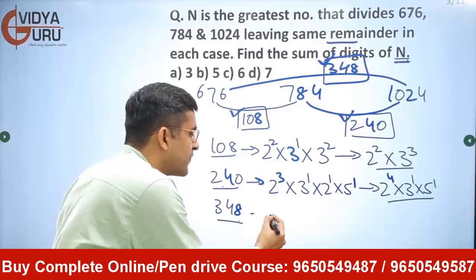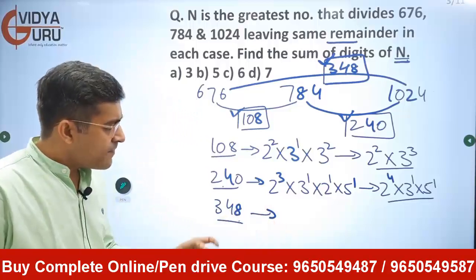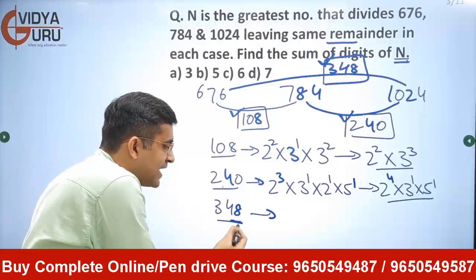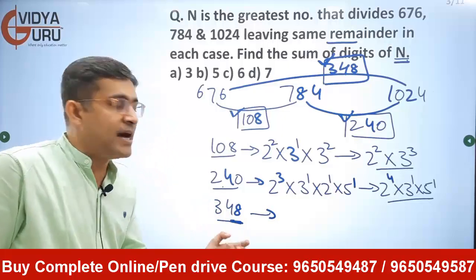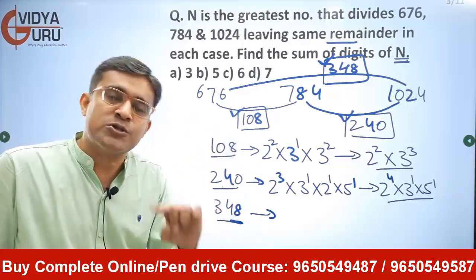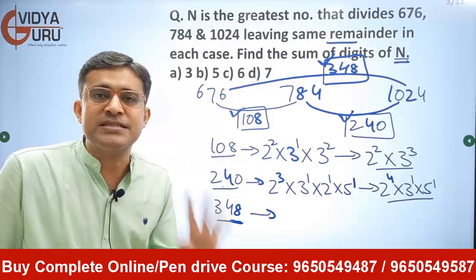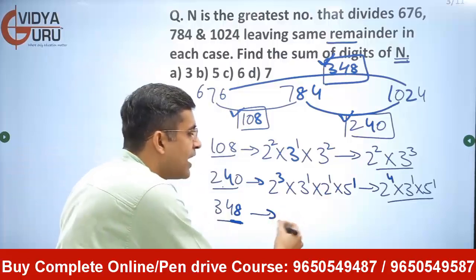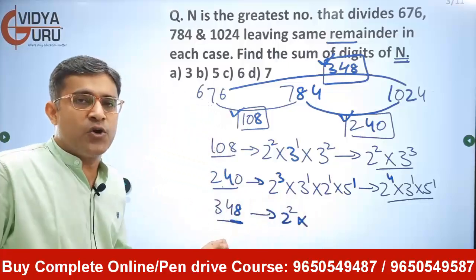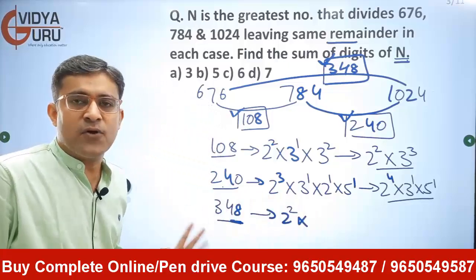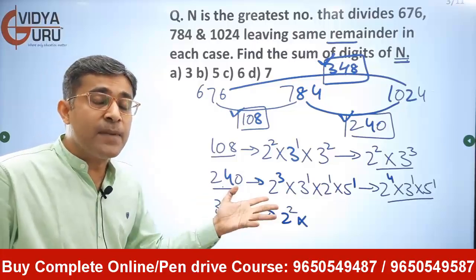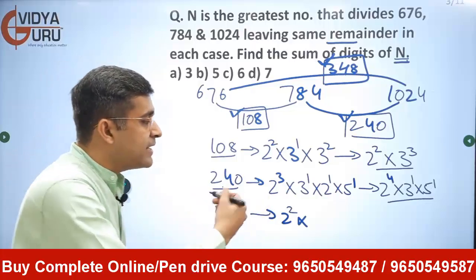This looks to be a difficult number. Let's see. 48, the last two digits, students, the last two digits are divisible. 48 is divisible by 4, so the number is divisible by 4. So I will write 4 as this, 2 square. I know 4 is going to be a factor of this, 348. What am I left with? If I divide 348 by 4, I am left with 87.